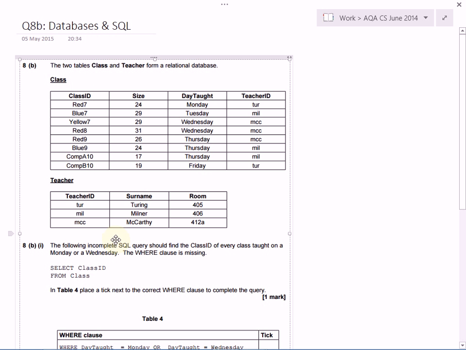So the question is asking us to narrow that search down, so query means search, so that we only show the class IDs, like we've got already, but only showing the records where that class is taught on a Monday or a Wednesday. So we're only interested in this one, and this one, because these are the only classes that are taught on either a Monday or a Wednesday. So we need to write a where clause, and that means how do we narrow down the SQL query? So what do we write after this bit here to narrow it down to just show these three results?